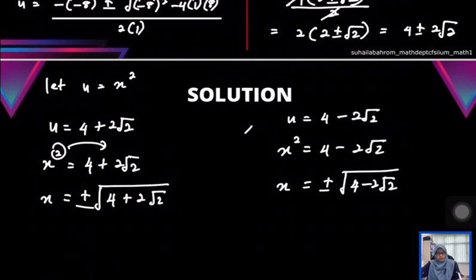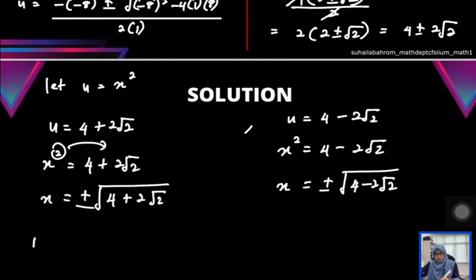So you will get 4 solutions for x. One of the solutions is positive square root of 4 plus 2 square root of 2, and minus square root of 4 plus 2 square root of 2, and another one is square root of 4 minus 2 square root of 2, and another one is minus square root of 4 minus 2 square root of 2.